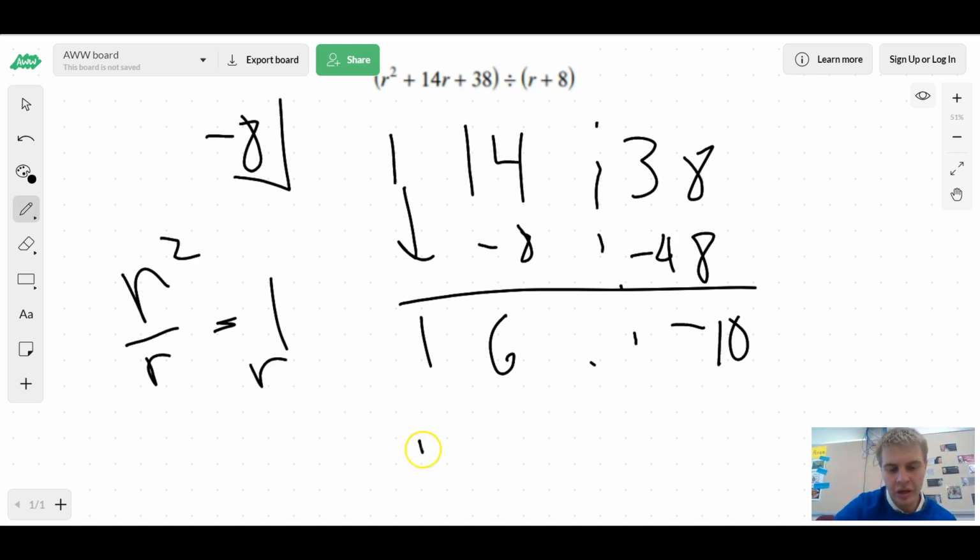So this is going to be r. This is going to be 1 lower than r, which would be plus 6. And this is going to be the remainder, like we said before. If I ask you, is this thing a factor? You'd say no. And if I ask you, is this the root? You'd say no, because it has a remainder. So it's not a factor or a root.